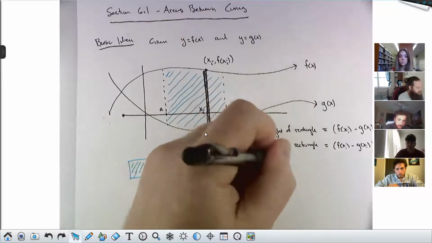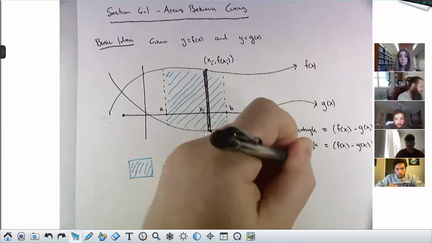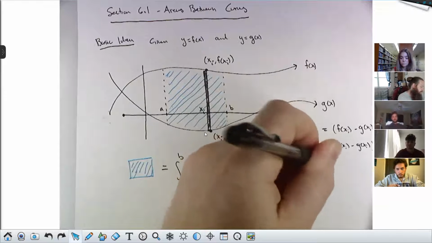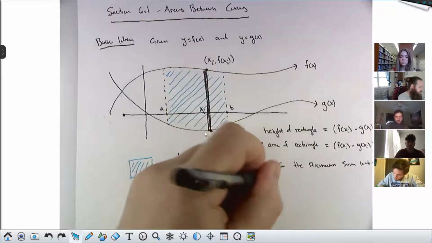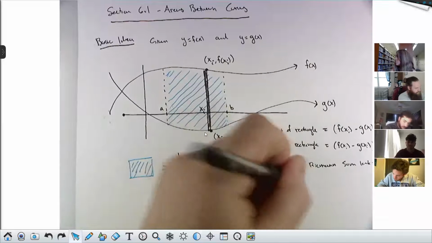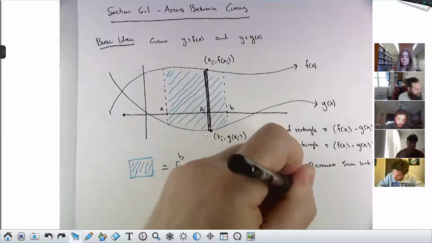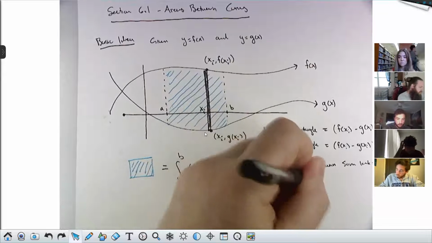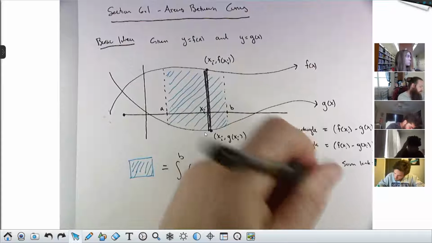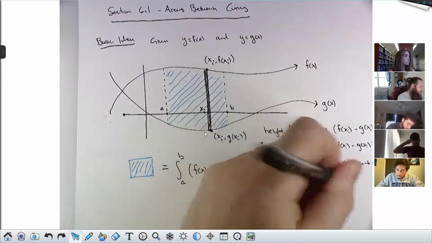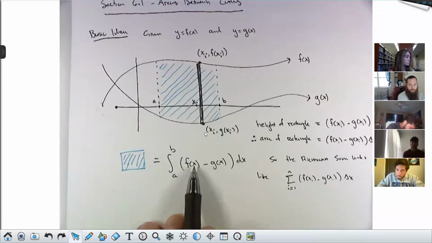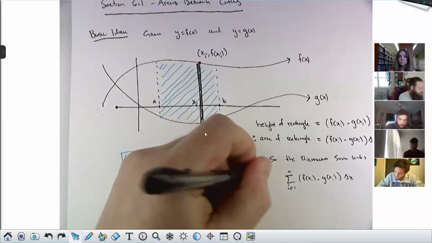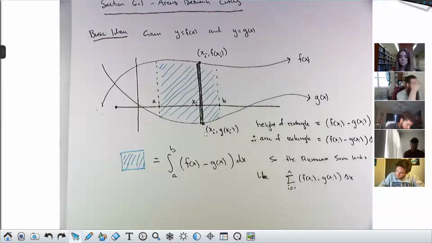So your Riemann sum looks like sigma i from 1 to n of f of xi minus g of xi times delta x, which becomes this when you convert it to an integral, right? And you take the limit as n goes to infinity. That's your kind of one-line explanation.